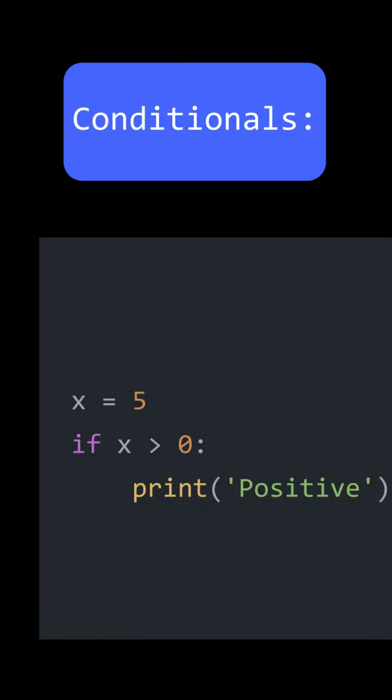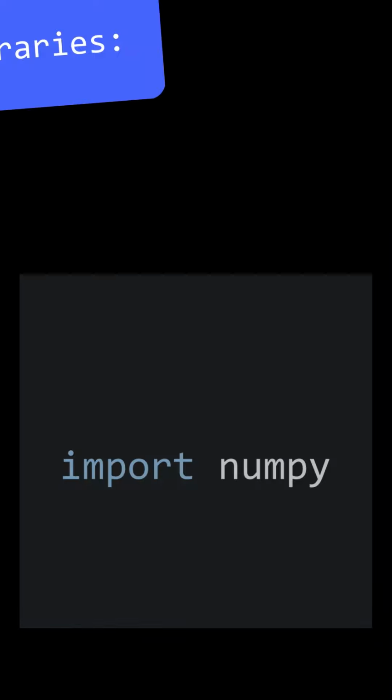Conditionals. Conditionals check conditions. An if statement looks like this: if x > 0: print("positive").